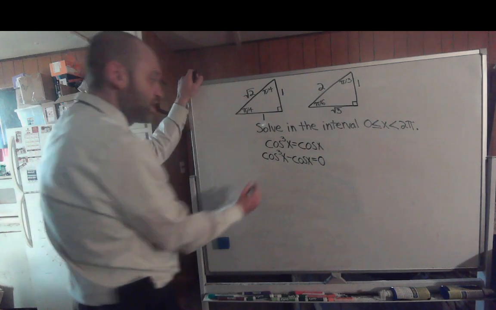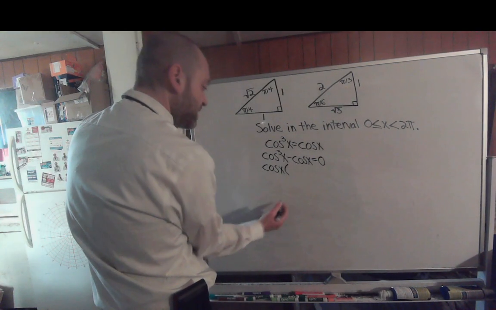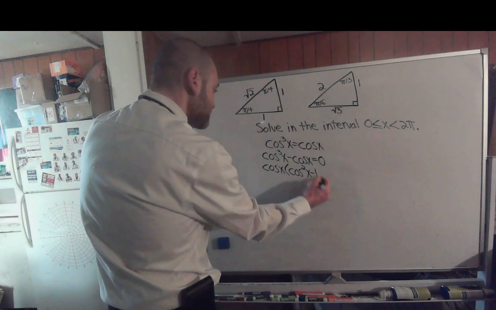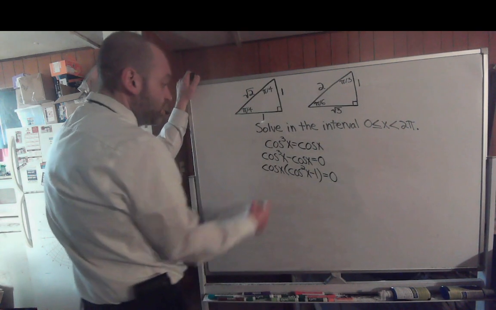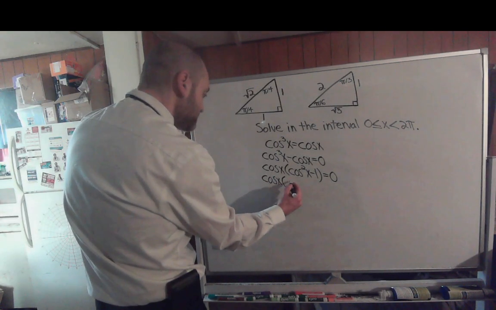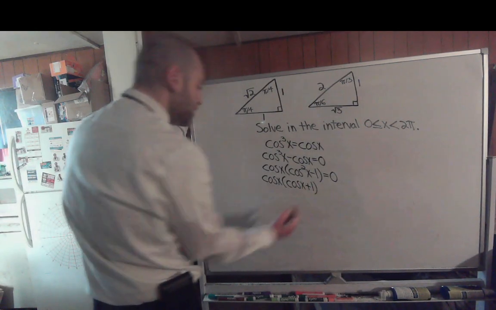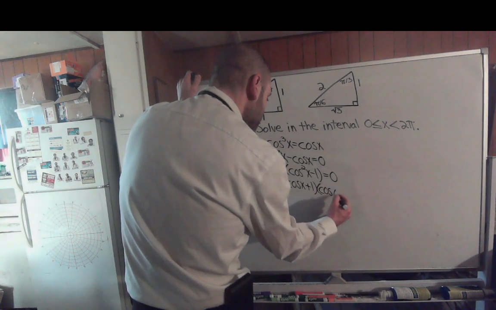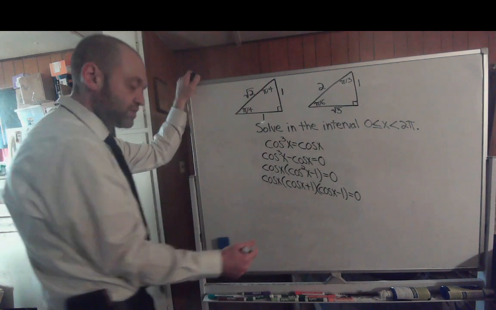Well, you can factor out a common cosine of x. So you get the cosine of x times the quantity of the cosine squared of x minus 1 is equal to 0, which would simplify further into the cosine of x times the quantity of the cosine of x plus 1 times the quantity of the cosine of x minus 1 equal to 0. So you have 3 factors.